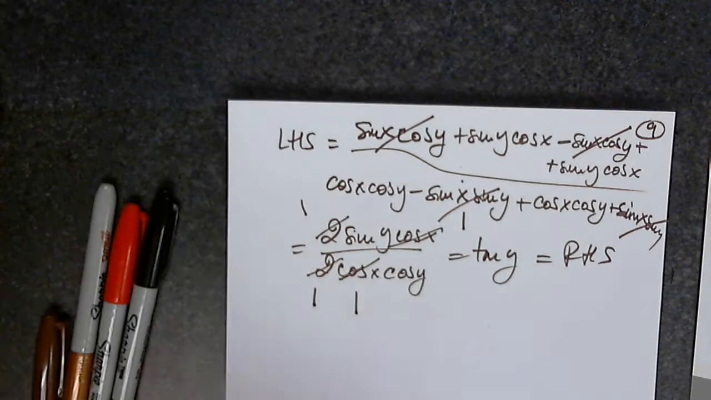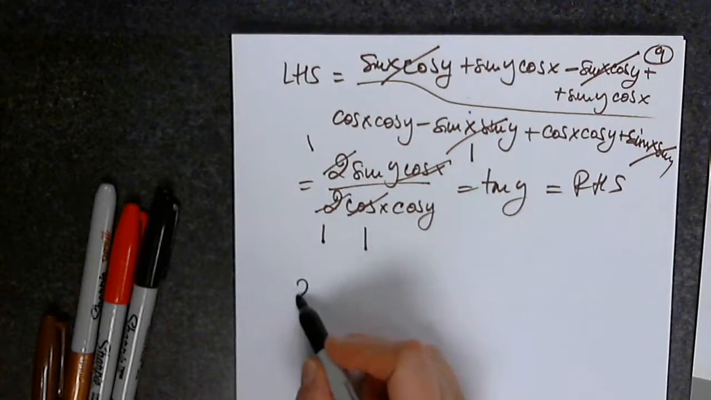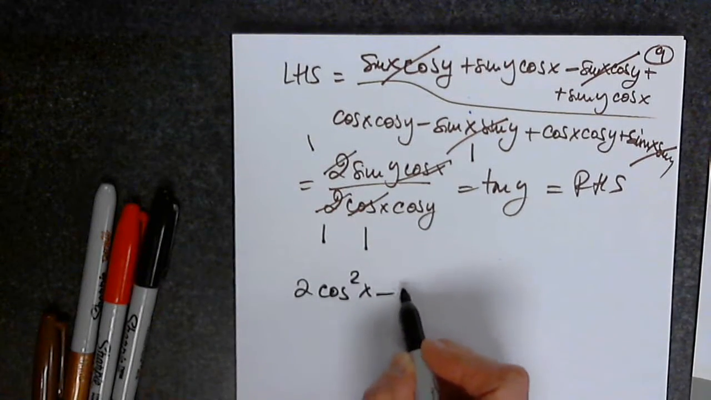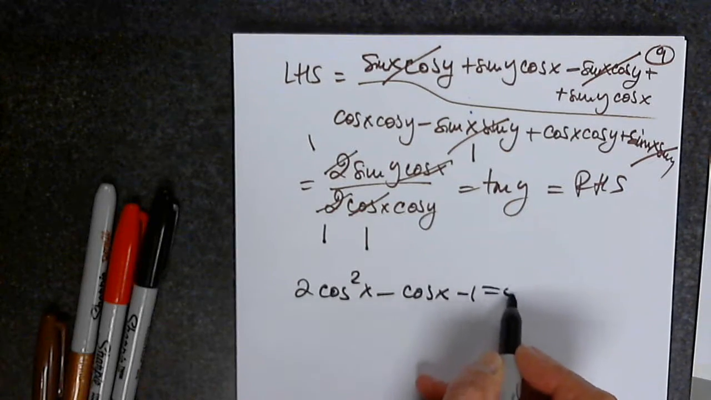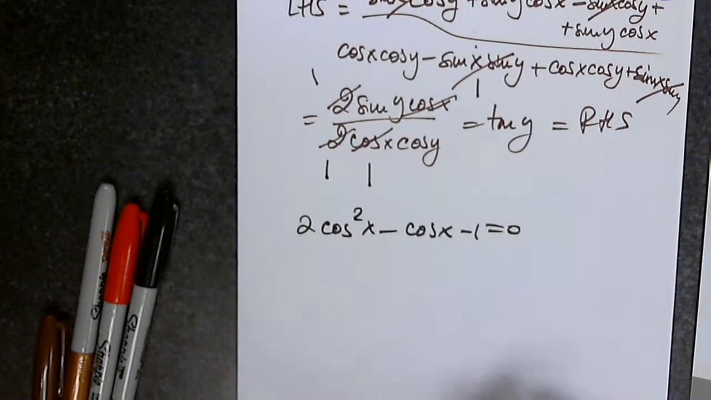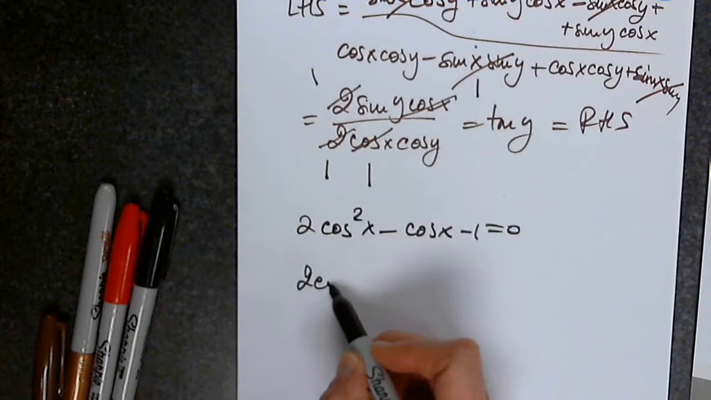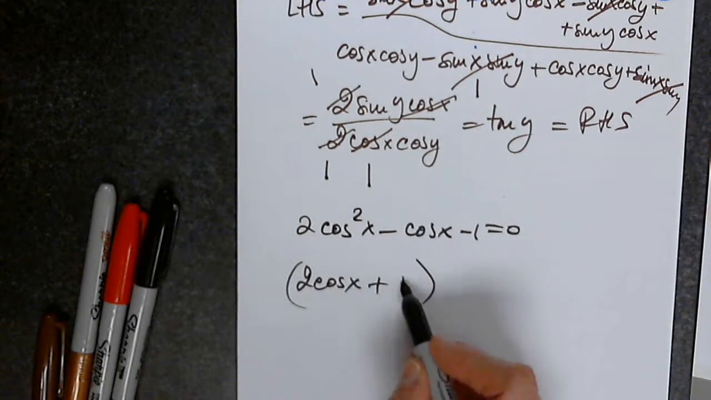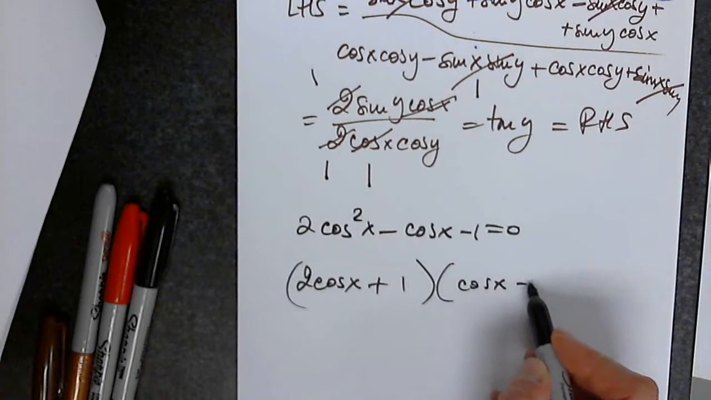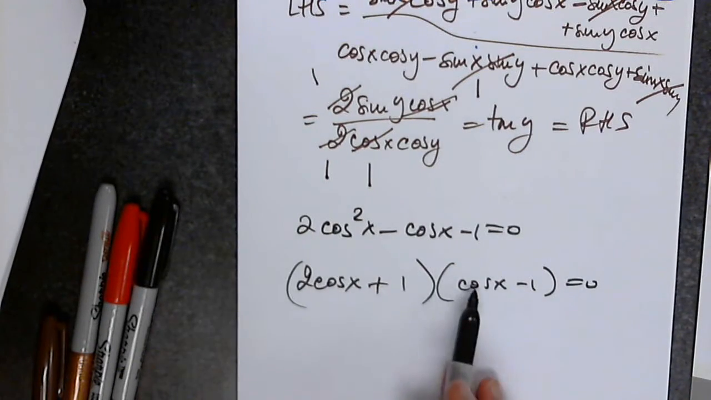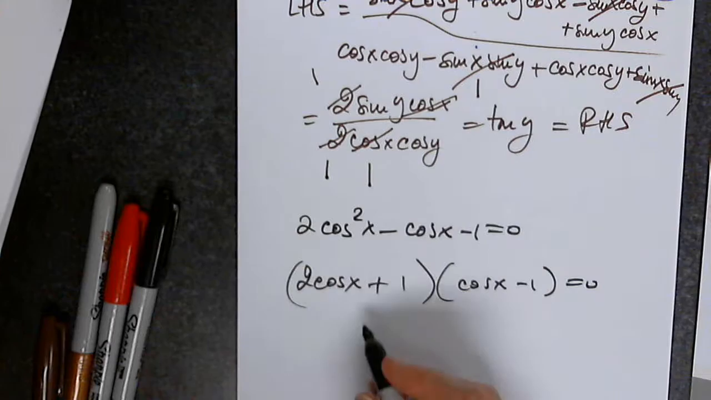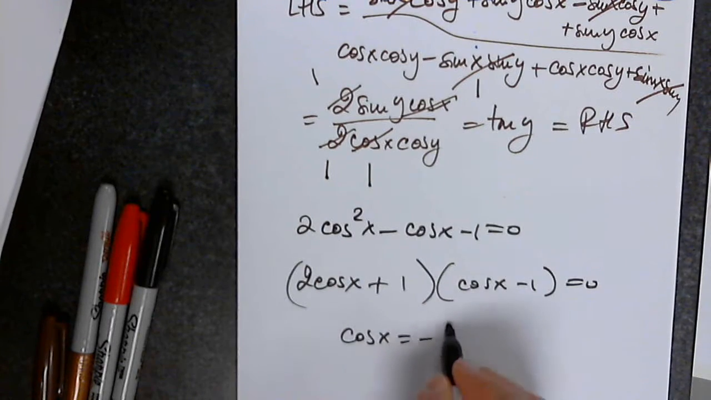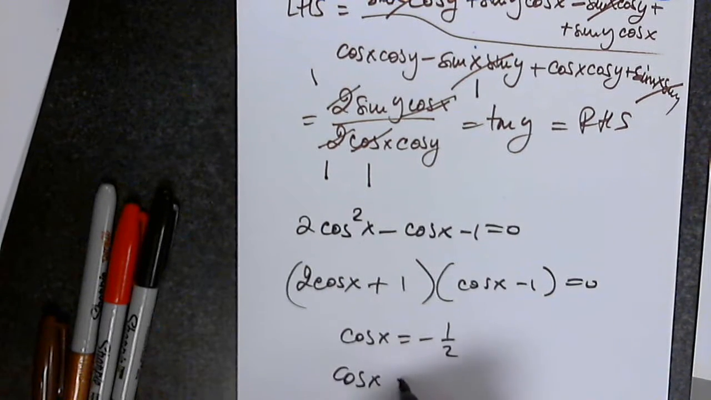Okay, so you've factored it perfectly. So you had 2 cosine squared x minus cosine x minus 1 equals 0. And you got what? 2 cosine x plus 1 and cosine x minus 1, correct? Minus and plus. Good. So from here I know that cosine x equals negative 1/2 and cosine x equals 1.